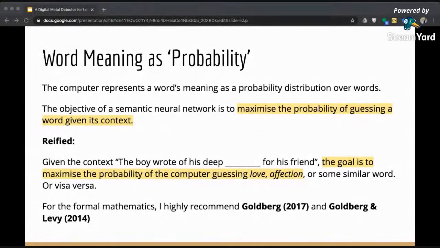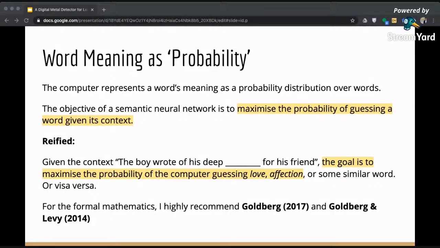Now, how in current computational linguistics do we treat word meaning? Well, word meaning is treated really as probability. The question for any algorithm is, what is the probability of encountering this word in any given context? The objective then of the semantic neural network, and I will give an example of this in a second, is to maximize the probability of correctly guessing a word given its context.